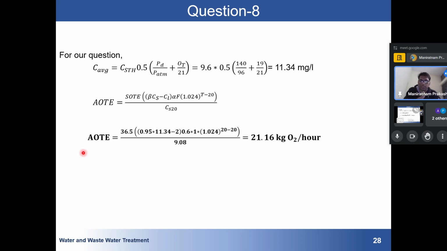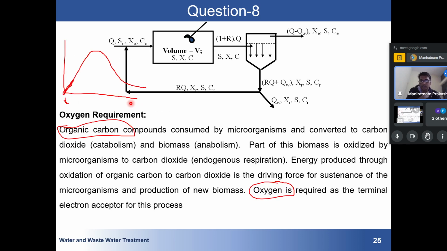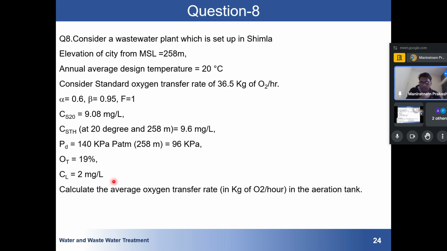Okay, that is AOT is equal to this standard. Remember, first, before finding this actual average, we have to find a standard, and that is given by SOTE, and that thing is already given to you in your question. SOTE is equal to 36.5, where SOTE means standard oxygen transfer rate. From this given data you have to find this average oxygen transfer. Okay.